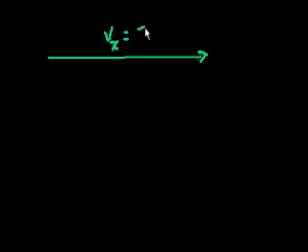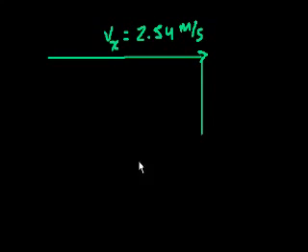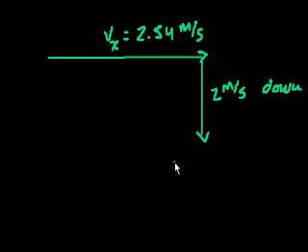So for B, we learned that in the x direction, its velocity is equal to 2.54 meters per second. And in the y direction, it was moving down. We could write this as minus 2, but I'll just write this as 2 meters per second downwards. Right, same thing. Minus 2 up is the same thing as 2 meters per second down.